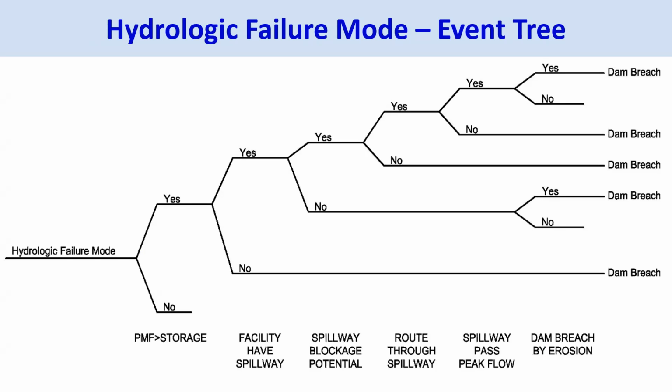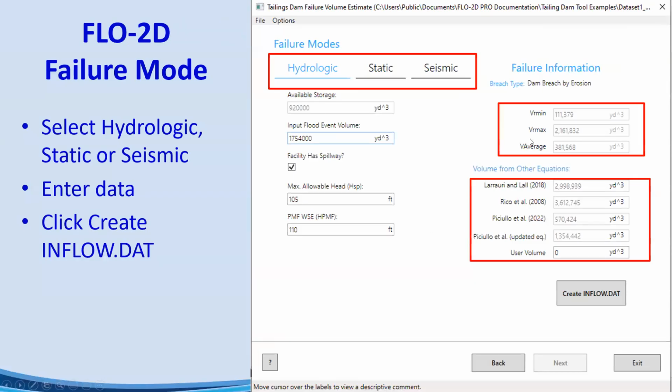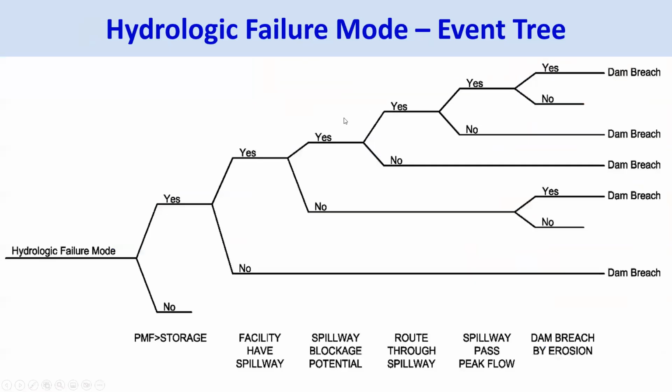Okay, and this is for the hydrologic failure mode. You can see how all this happens when you change the hydrologic, static, and seismic failure modes at the top of this tool. When you change this, the tool goes through all these calculations and predicts the occurrence or not of the failure for the tailing dam.